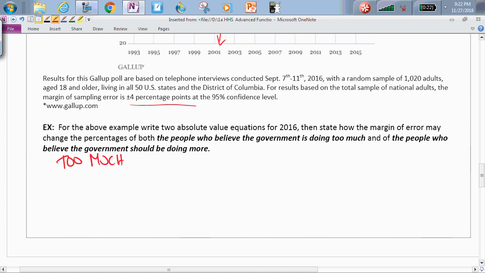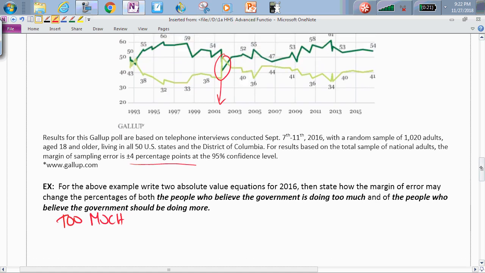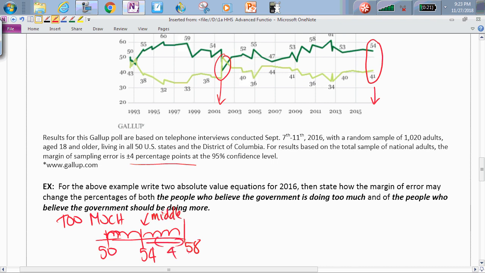Okay, so this is for 2016. So we're assuming this is going to be this date here. So what we're talking about here is your middle value is 54, because it's got a sampling error of plus or minus 4 percentage points. So we're going to go up 4, we're going to go down 4. If I go up 4, 1, 2, 3, 4, that takes me to 58. If I go down 4, that takes me to 50. So it varies between 50 and 58. Remember, this is your middle, and 4 is your distance. So in terms of writing this, we've got the absolute value of x minus 54 equals 4.